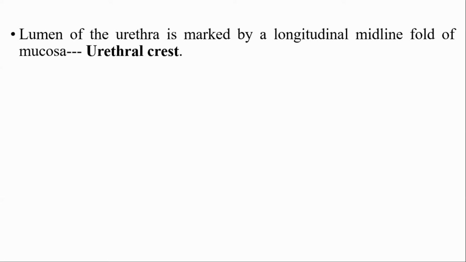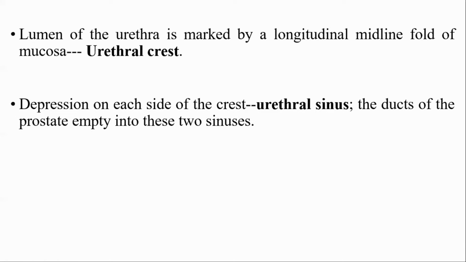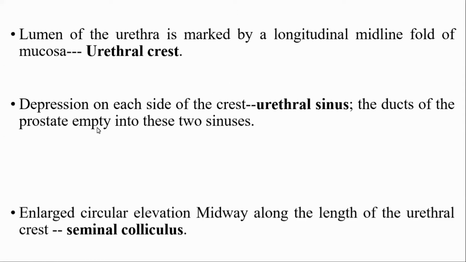So what is urethral crest? It is the midline longitudinal fold in the lumen of urethra. Then the depression or space on each side of the crest is known as urethral sinus, where the ducts of prostate glands open. Then the enlarged circular elevation midway along the length of urethral crest is known as seminal colliculus.